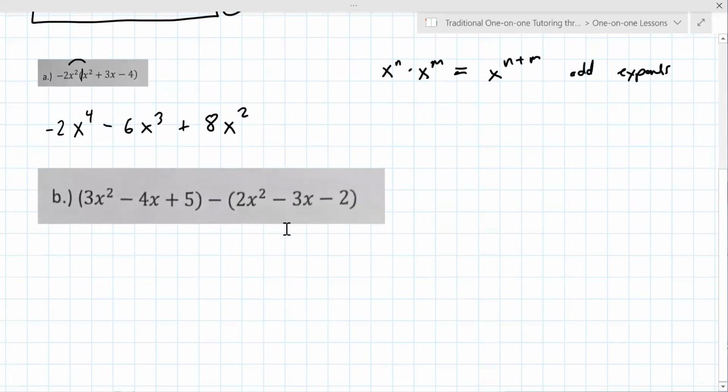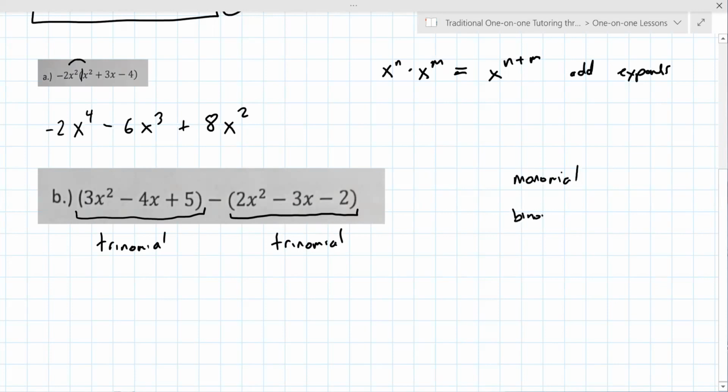Okay, so letter B. This is a trinomial. All right. This is also a trinomial. I'm trying to think of a good analogy, but we use the word monomial, binomial, and then trinomial. And then we stop trying to come up with words and we just say polynomial. So polynomial could refer to any one of these. This could be referred to as a polynomial, and this could be referred to as a polynomial.